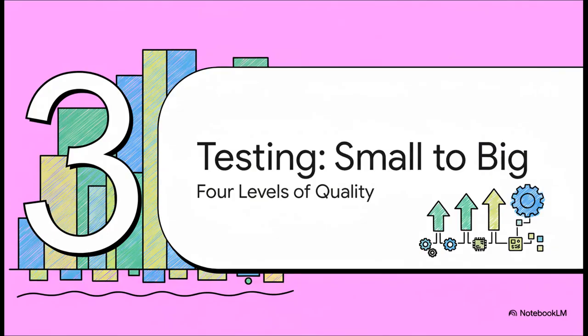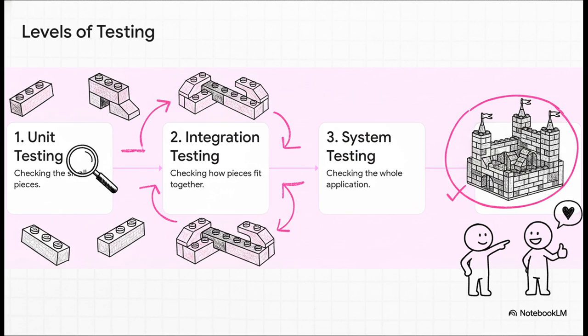Okay, so you have this master plan, but you don't just run it all at once. That would be chaos. Instead, professional testing happens in layers. You build up confidence, starting with the smallest, tiniest piece and working your way up to the entire system. There are 4 main levels here. You start with unit testing, then integration, then system, and you finish with acceptance testing.